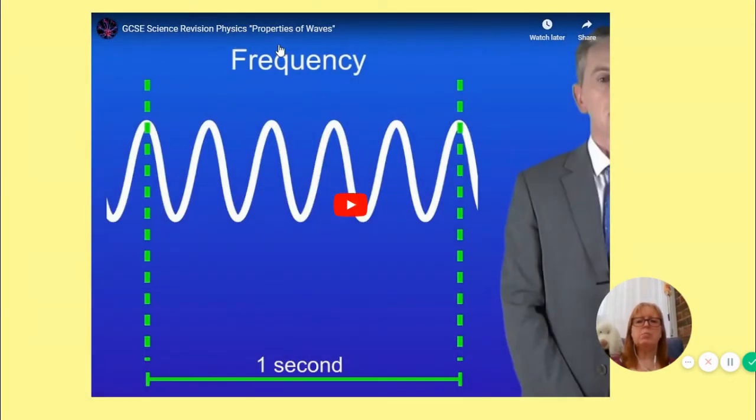Right, next video. So this is properties of waves. There is a link in Google Classroom for this. So this tells you all about different things, different terminology. Yeah, so have a little look at that. It's about 20 minutes. No, it's not. It's about 10 minutes. Yeah, it's quite a short video. So go watch that.